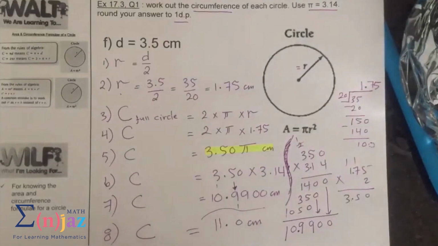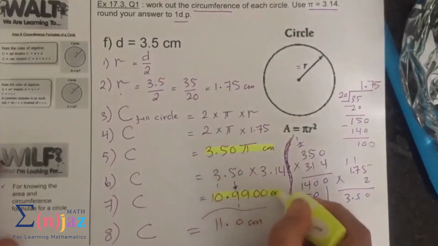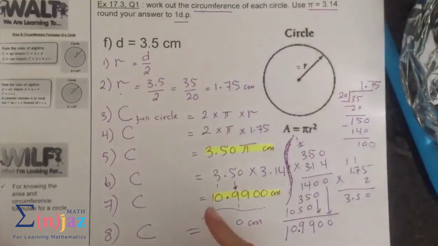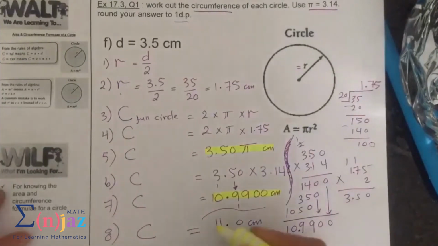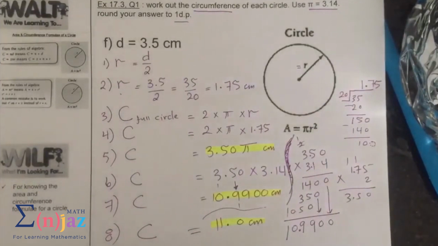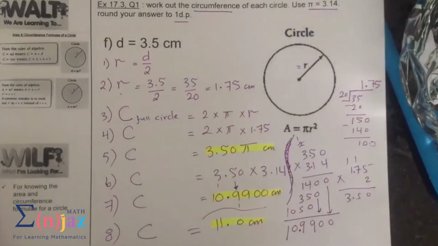So my answer in terms of pi is 3.50 pi centimeter. The answer after I insert pi as 3.14 and proceed with my calculation is 10.99, and rounded to 1 decimal place is 11.0. And remember that the measurement unit for a circumference is centimeter, not centimeter squared, because it's the length of the arc. Thank you.